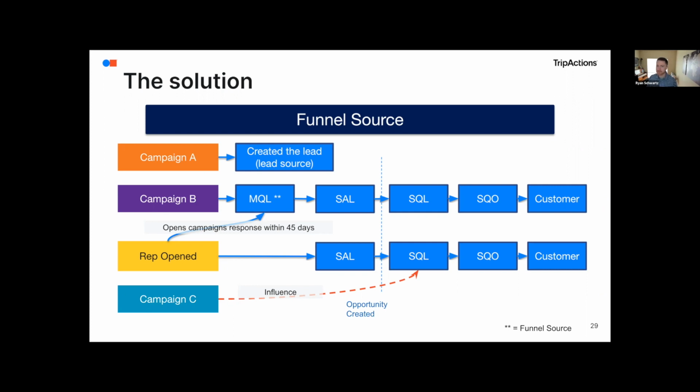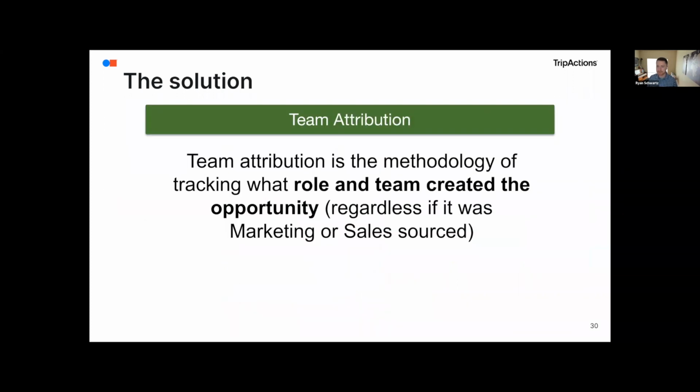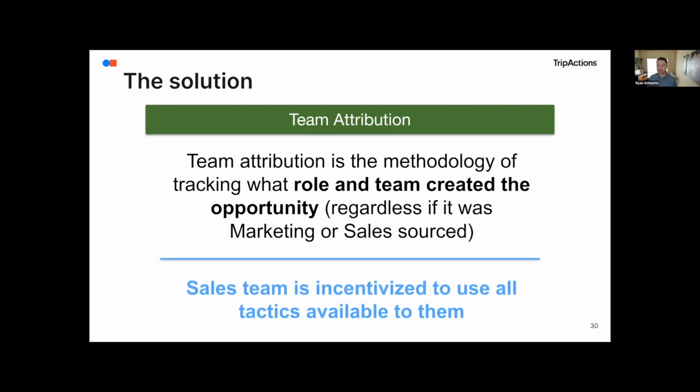So this is great. This is funnel source. What are we missing? We're missing the part about team attribution. Team attribution is the methodology of tracking what role and team created the opportunity, regardless if it was marketing or sales sourced. And the benefit of this is that the sales team is incentivized to use all tactics available to them. Let me share an example of how this comes into play.